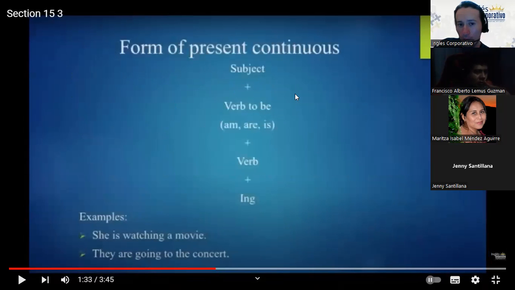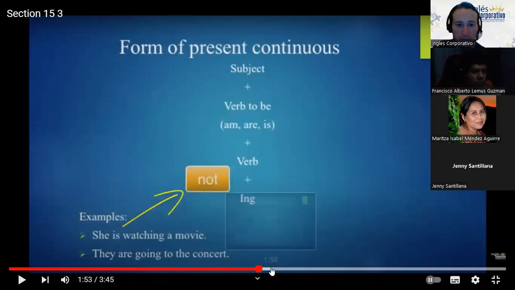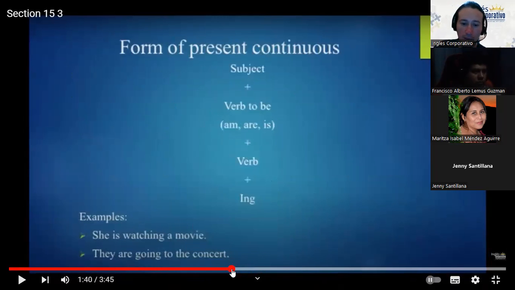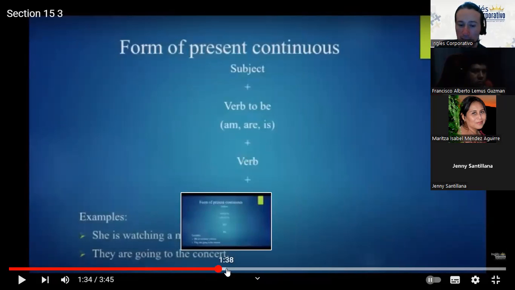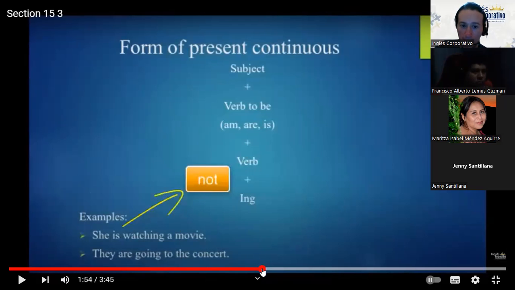Vaya, entonces acá tenemos la estructura, que es lo que acabamos de ver. El sujeto más el verbo to be, más el verbo en la forma ing. Esto es para el presente continuo. She is watching a movie. They are going to the concert. Okay. And also, guys, when you want to make a negative statement, then you say, she is not watching a movie. They are not going to the concert. So you just need to add not after the verb to be. So you can make a negative sentence, okay? Ok, esa es la estructura para el presente continuo.